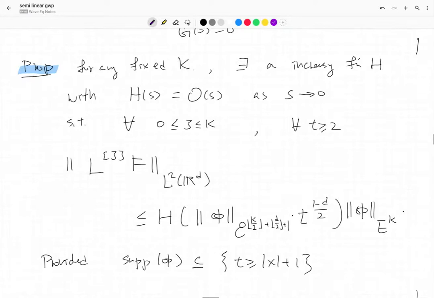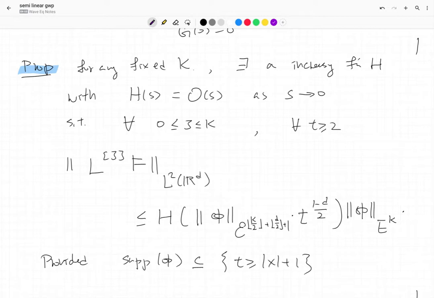For any fixed k, there exists some increasing function h, with h of s equal to big O of s, meaning that h vanishes linearly as s goes to 0, such that for every j between 0 and k, and for all t bigger than or equal to 2, the j derivatives of f, measured in L2 spatially, are going to be bounded by what?